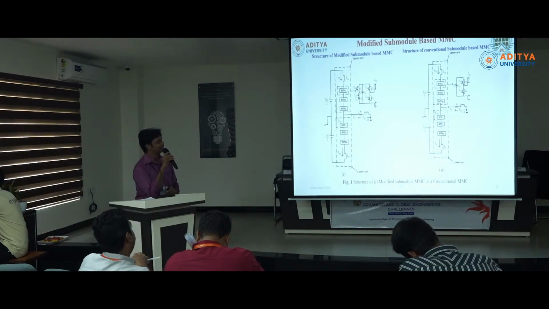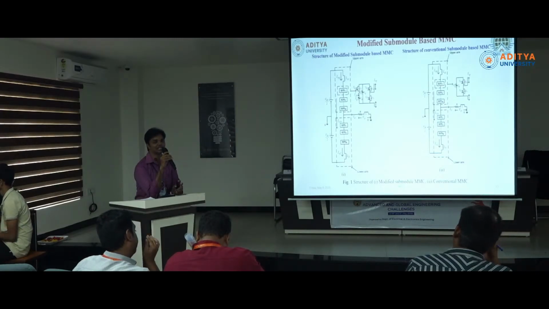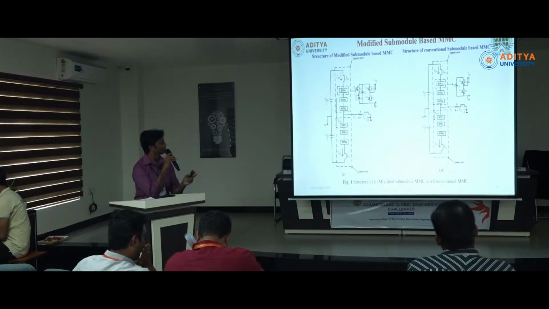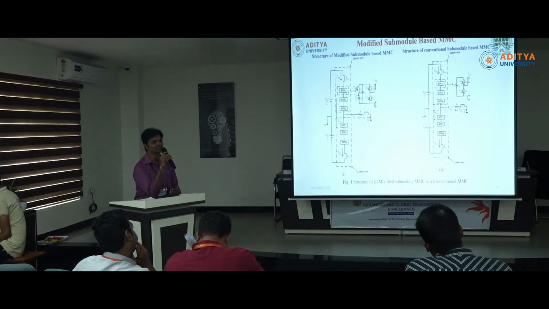And you can see that this is a modified submodule based converter. So two converters are there. The second one is a conventional MMC and the first one is a novel submodule based MMC. So here you can observe the new submodule. In the conventional MMC, only two switches are connected across the capacitor. But in the proposed submodule capacitor based MMC, the same size of capacitor is used, but with one additional switch.